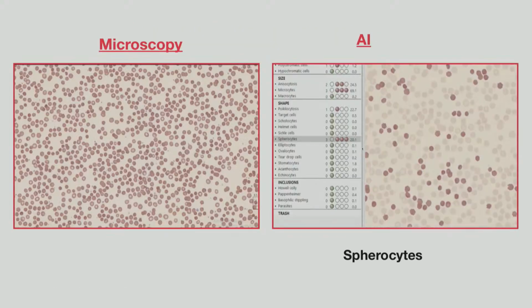I'll share a few examples. See this slide, this is how we see in the manual microscope. If we have to look for spherocytes, it's very difficult to see among so many cells. But what AI does is, when we click on spherocytes, it will just highlight those cells, making our work very easy.